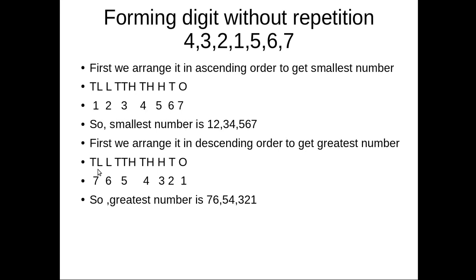Now next, if we arrange these digits in descending order to get the greatest number, we again write the place value: 10 lakh, lakh, 10,000, 1,000, 100, tens and ones. That means 76 lakh 54,321, that is 7654321. You arrange it in the place value according to descending order, that means from bigger to smaller, and so we get the greatest number, 76 lakh 54,321.